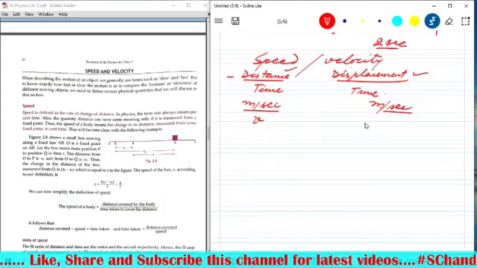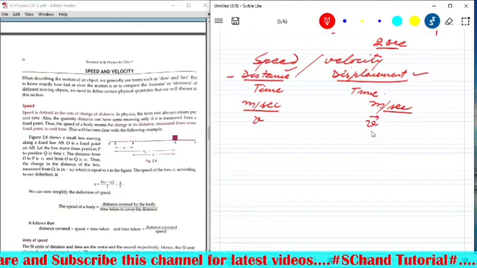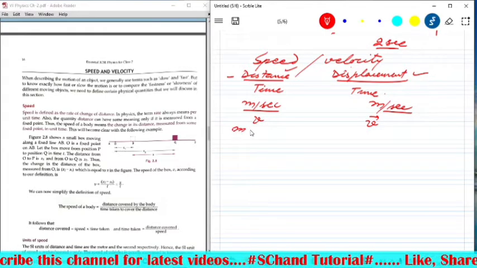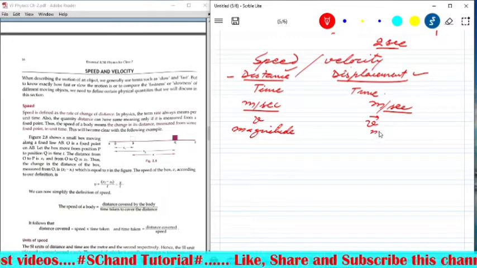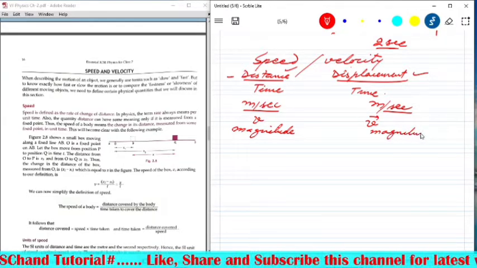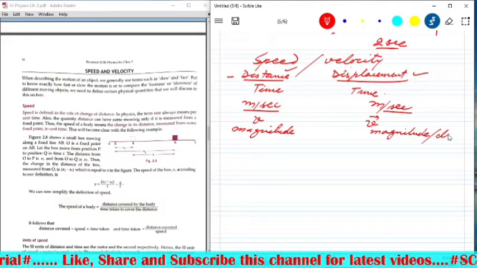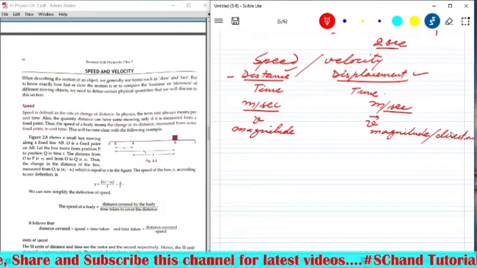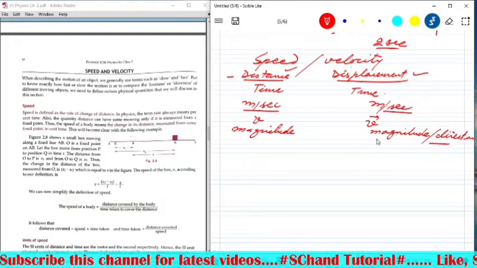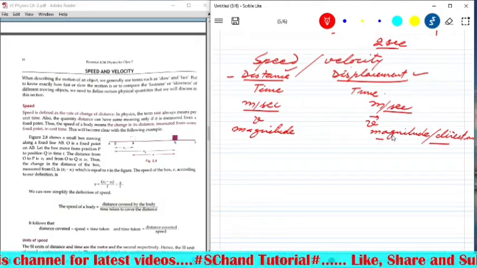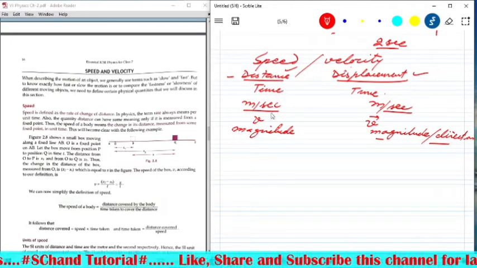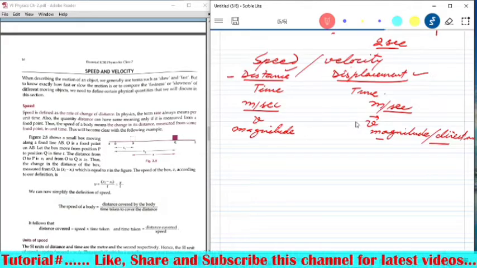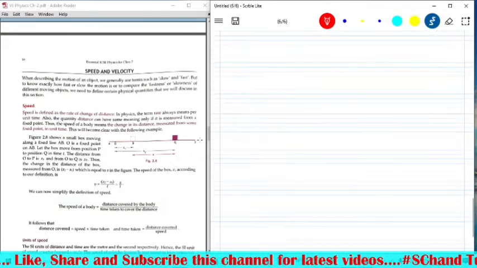Speed we denote with V, and velocity we denote with the V with an arrow, because speed has only magnitude, and velocity has direction also. It has both magnitude and direction. That's why we put an arrow on it, because it is a vector quantity, represented with both magnitude and direction. So speed is equal to distance over time, and velocity is equal to displacement over time. That you have to remember.